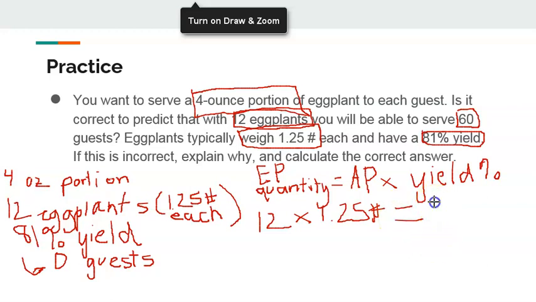So we can take that 15 pounds and plug it into our formula. So 15 pounds times our yield percent of 0.81 gives us 12.15 pounds edible portion.